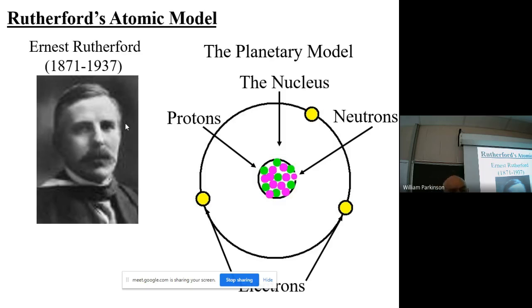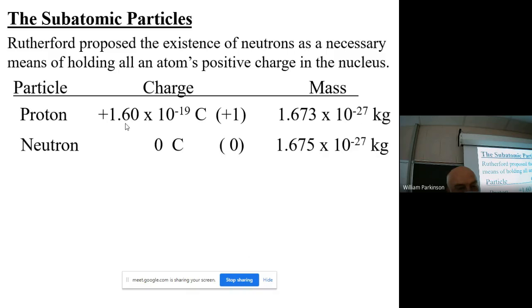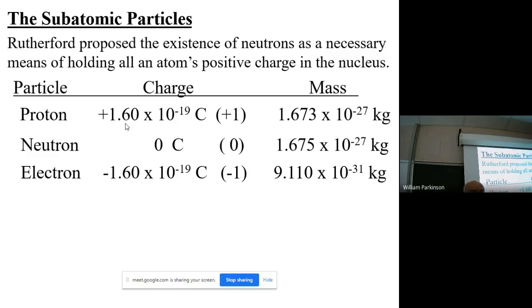So Rutherford had to propose there was something else helping to hold the nucleus together, and he could tell there was something in there because of the way the mass of the atoms grew as you put more and more charges into an atom. He could tell that there was something that was not quite fitting his pattern of recognizing the behavior of atoms. And so he proposed that there was a non-charged particle that helped to bind the nucleus together, which he called the neutron.